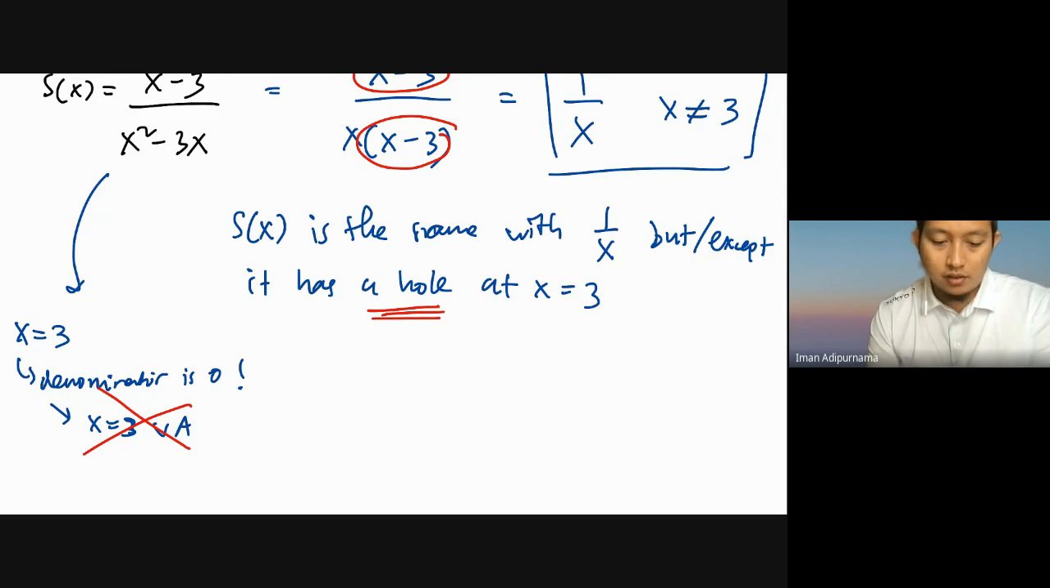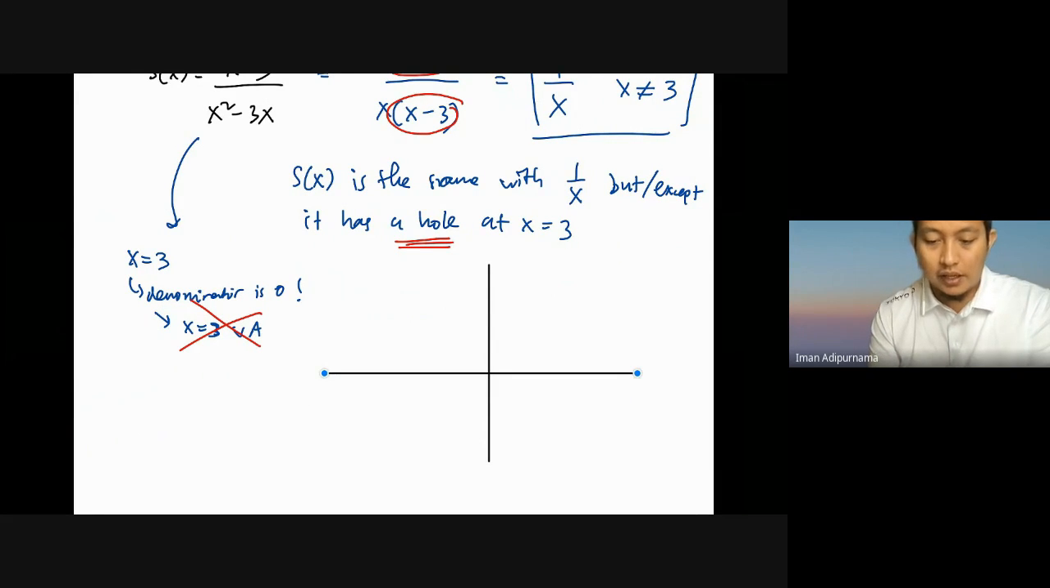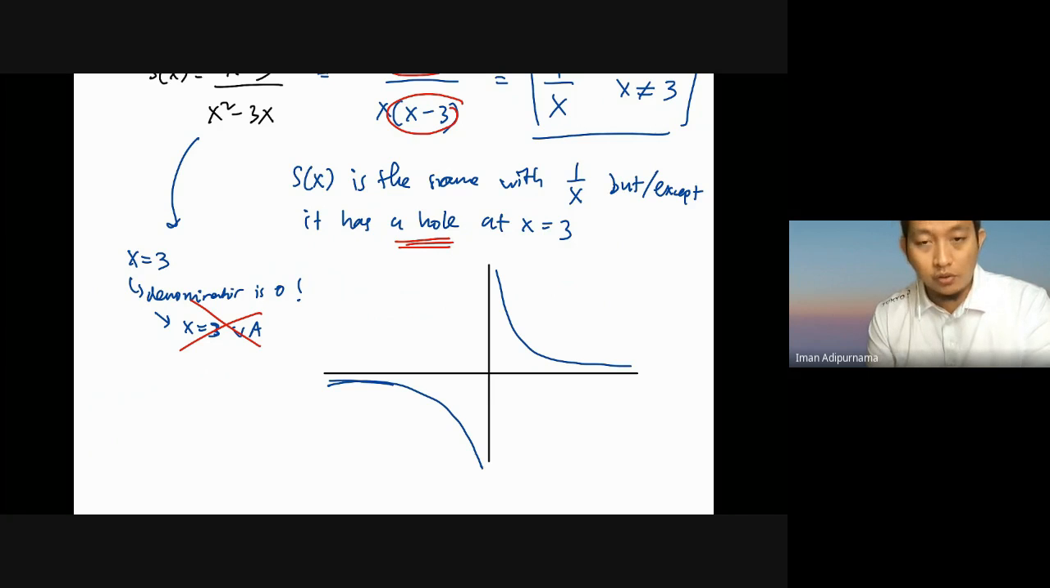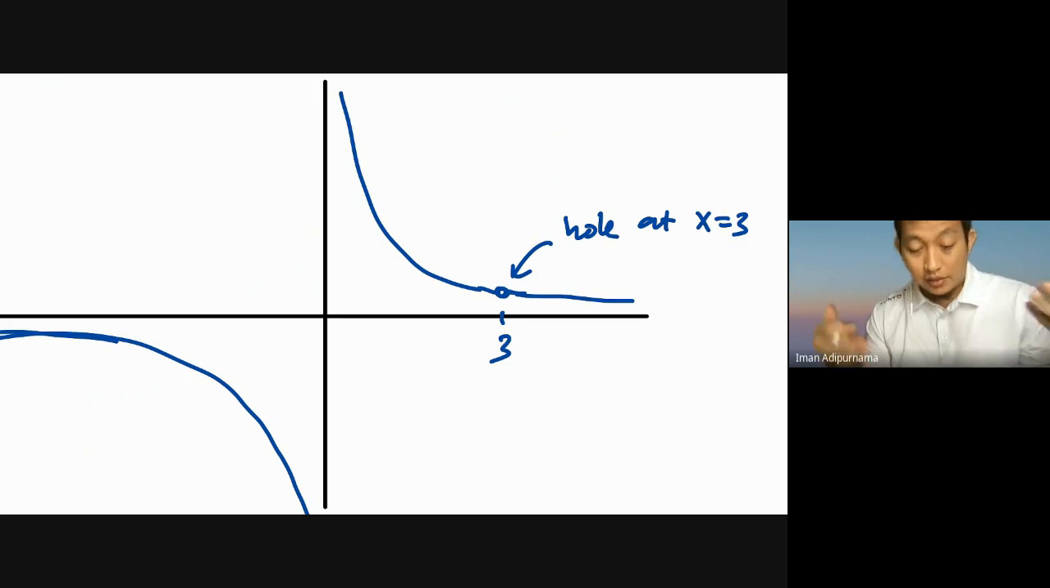So the graph will be the same as 1 over x. If you try to draw it in GeoGebra or any website, it will show you the same graph as 1 over x. But when you go closer and closer, maybe around here, this is maybe 3, you will notice that there is something wrong with the graph at this point. There will be a hole at x equals 3. This should be helpful for your calculus.